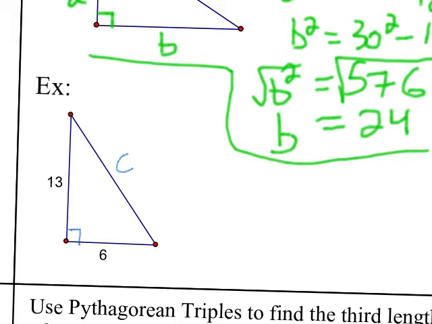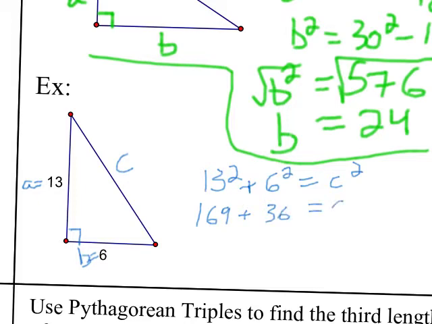We'll call this side A and this side B. Remember, whichever side you call A and B is not important. So this side here, 13, could be B, and this side could be A, and it wouldn't matter. Alright, so let's plug everything in. 13 squared plus 6 squared equals C squared, right? That's A squared plus B squared equals C squared. And 13 squared is 169, plus 36 equals C squared.